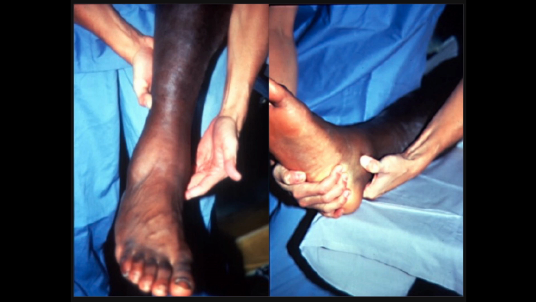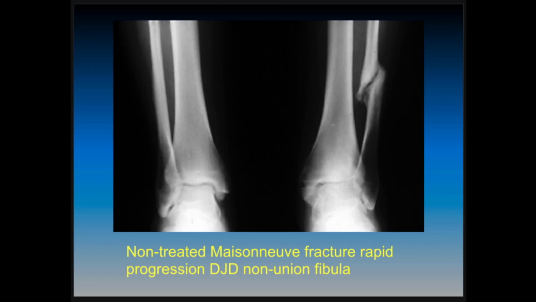This is an example of a fibula fracture. Here, an unstable medial mortise undergoing stabilization of that mortise and exam under anesthesia. Again, this is a non-treated Maisonneuve fracture, rapid progression of degenerative joint disease, and a non-union of the fibula. This is something you never want to miss, so make sure you do stress views, understand the mechanism of injury, and make the diagnosis.